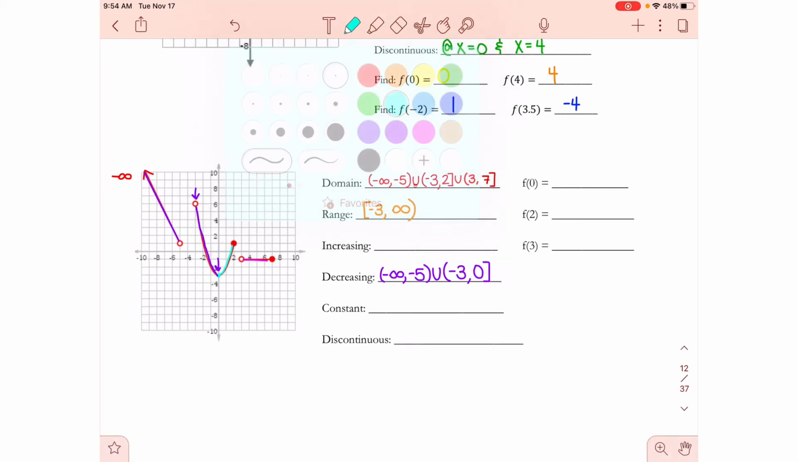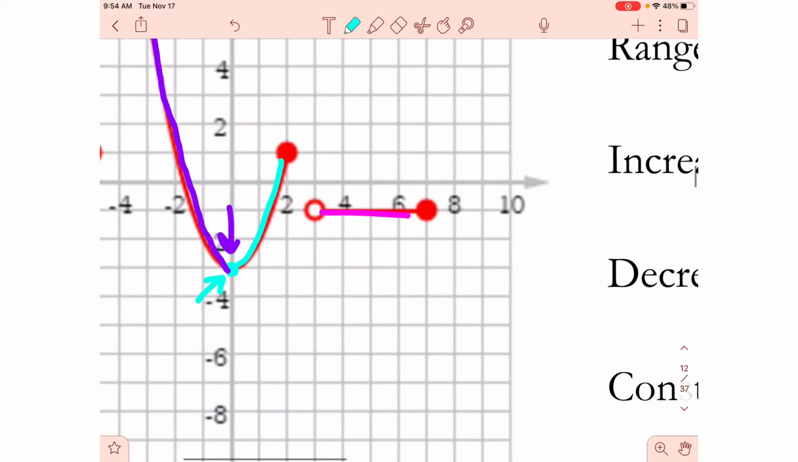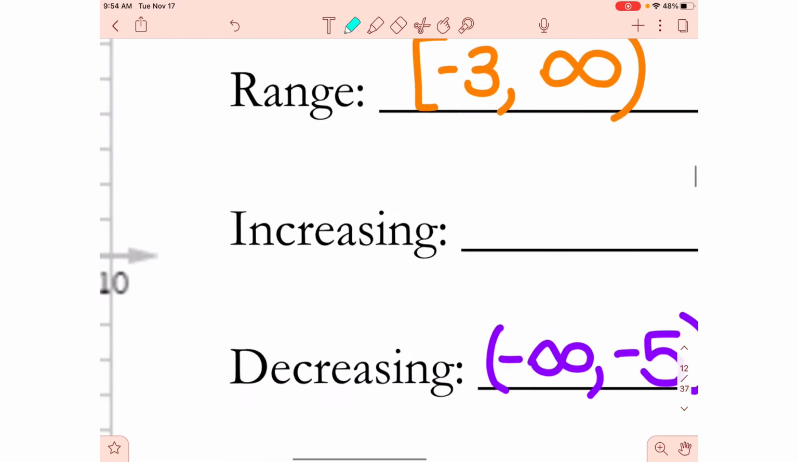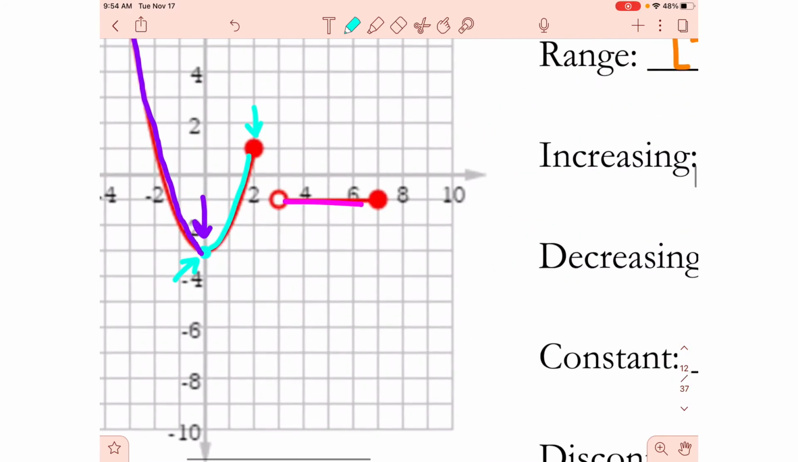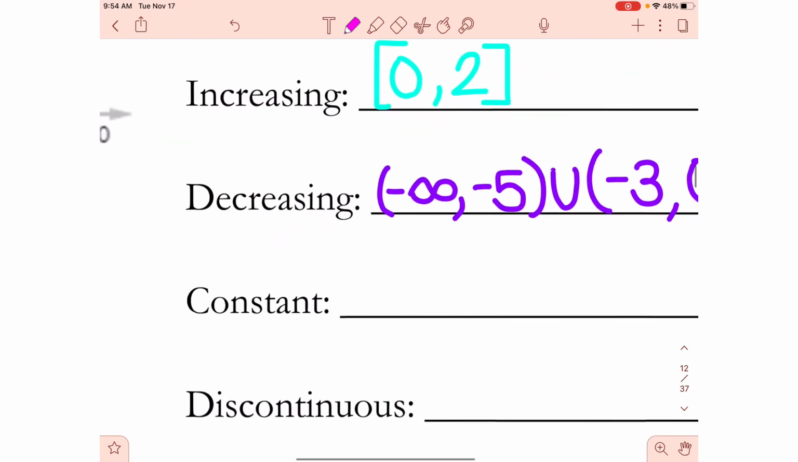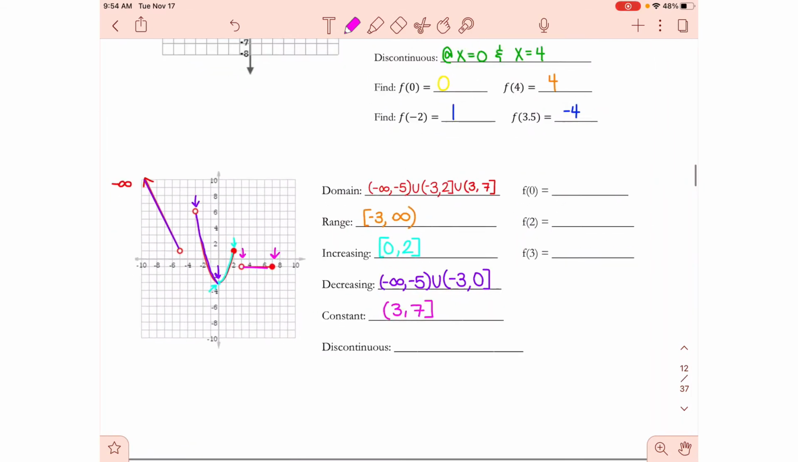Now we are increasing from 0 to 2 on the x's. Increasing from 0 to 2. And we were constant, the pink, from x equals 3 to x equals 7. Again, I will stay consistent. Open circles get parentheses, closed circles get brackets. So there's my increasing, decreasing, and constant.